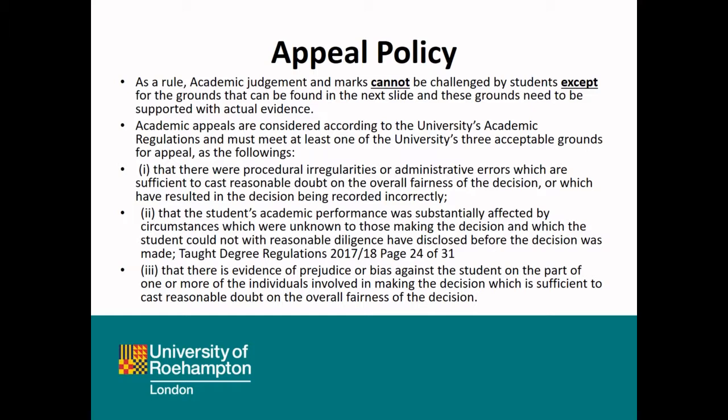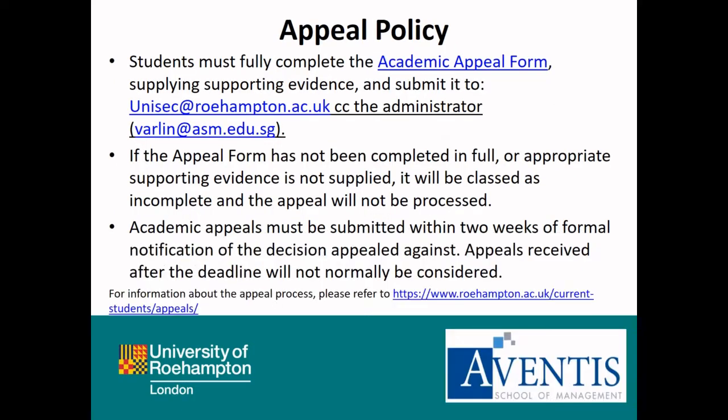Number 2, that the student's academic performance was substantially affected by circumstances which are unknown to those making the decision and which the student could not with reasonable diligence have disclosed before the decision was made. Number 3, that there is evidence of prejudice or bias against the students on the part of one or more individuals involved in making the decision, which is sufficient to cast reasonable doubt on the overall fairness of the decision.